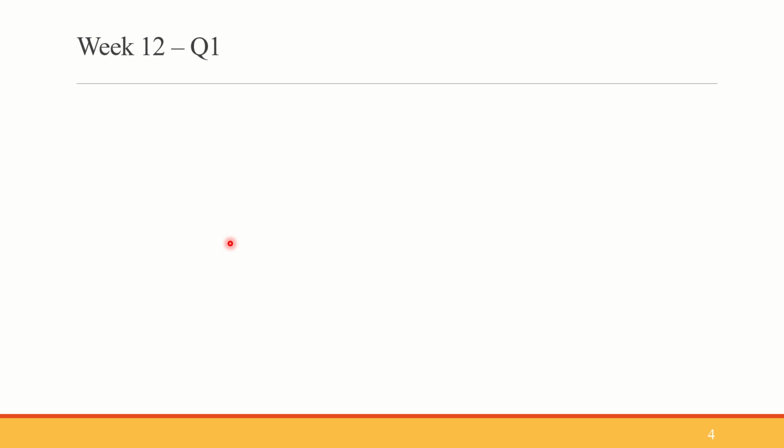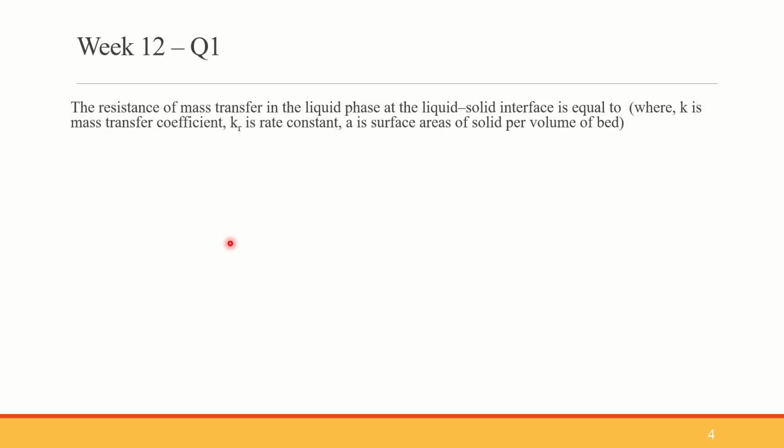So now we'll see. The first question is about the resistance of mass transfer in the liquid phase at the liquid solid interface, which is equal to dash, where K is the mass transfer coefficient, Kr is the rate constant, and A is the surface area of solid per volume of bed. Here you must be very aware that the question asks about the resistance of mass transfer in the liquid phase at the liquid solid interface. Each interface has a different equation, so you must be careful of what the question is demanding.